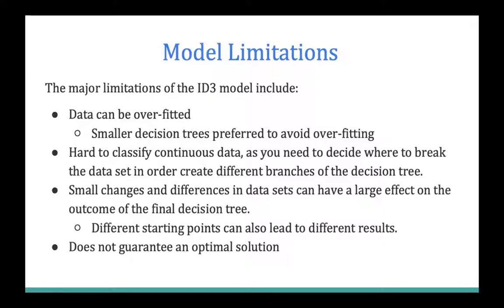Some major limitations of the ID3 model include the possible overfitting of data. To avoid this, we tend to prefer smaller decision trees. It's also hard to classify continuous data, as you need to decide where to break the data set in order to create different branches of the decision tree. Small changes can also have a large effect on the outcome of the final decision tree, and there's also not a guaranteed optimal solution.